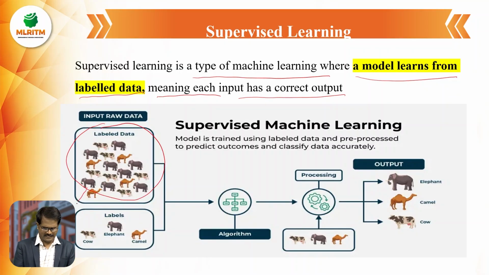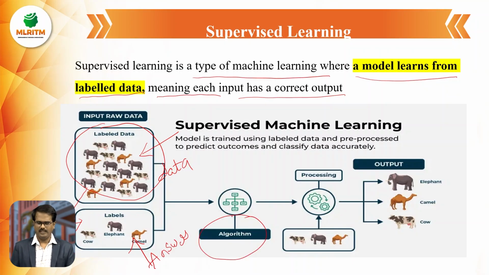This labeled data set is correctly mapped with the correct outputs, that are nothing but the labels. So, this is the data and these are the answers. Data plus answers. We are passing this data to the machine learning algorithm. Then this algorithm identifies the patterns, how this labeled data set is associated with the correct output, and finally it will identify the hidden patterns and the results.